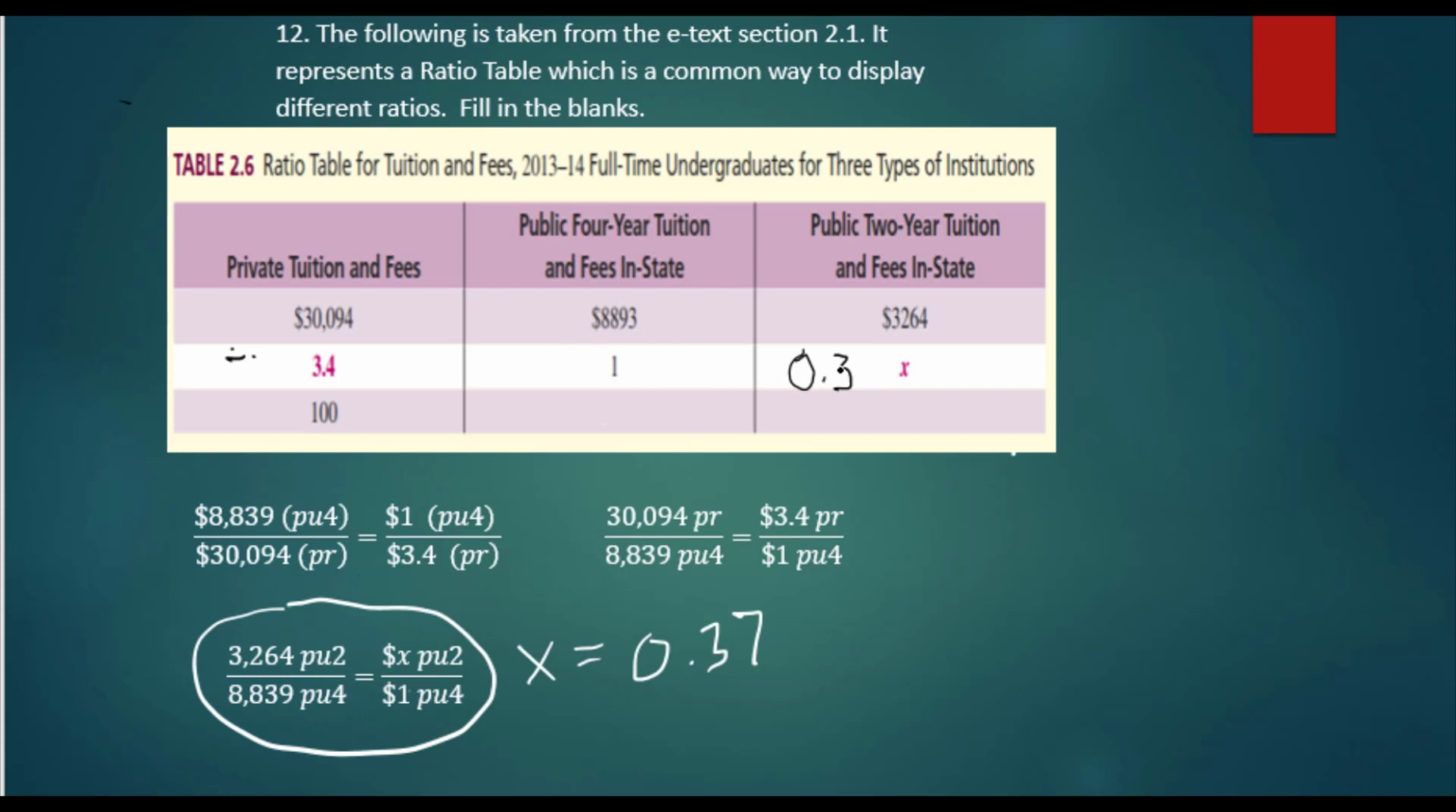So, where did the 7 go? So it's the same. You could now make statements about this. If you get this to $1, you can say it's 3.4 times more expensive to go to a private school. Or you could say it this way: for every $1 you spend in a public four-year state school, you would spend 37 cents in tuition and fees in a public two-year.